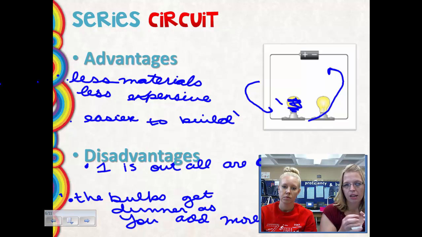If you're adding light bulbs, which you will be doing later in this power standard, when you add one bulb, you're fine. You add a second bulb, now they're sharing that electricity. It has to go through the first to get to the second, right? So it's going to get a little dimmer. When you add a third one, you're increasing the resistance, and it's just going to get dimmer again.